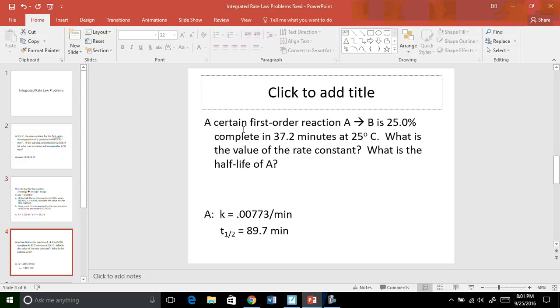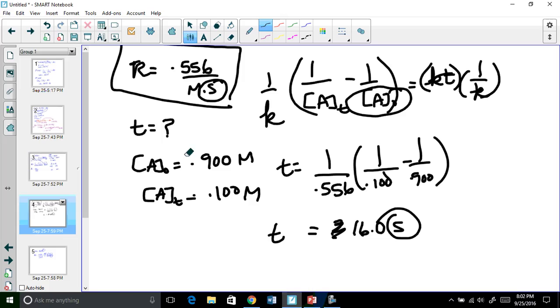Next one in my thing is a certain first order. As soon as they say first order, it is 25% completed in 37.2 minutes at 25 degrees. First of all, you have to find the rate constant, and then you need to find the value of A. And so here's some interesting things here.